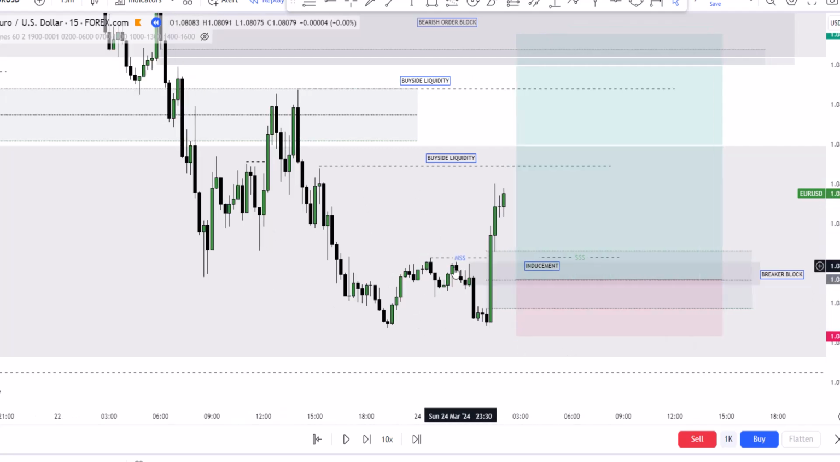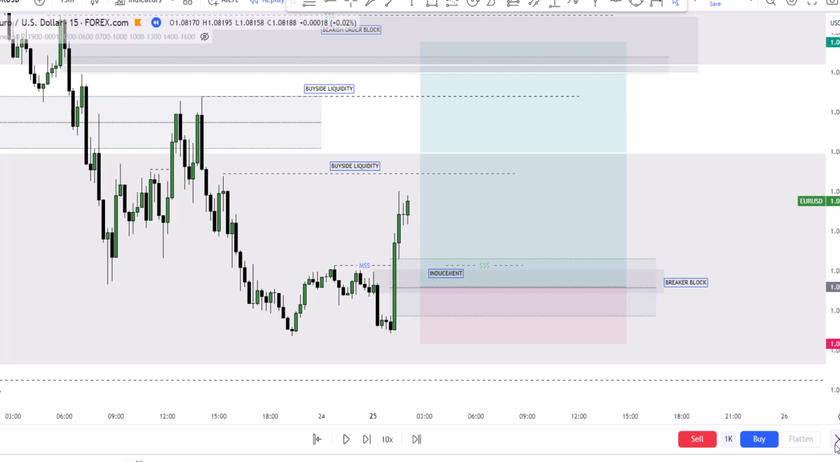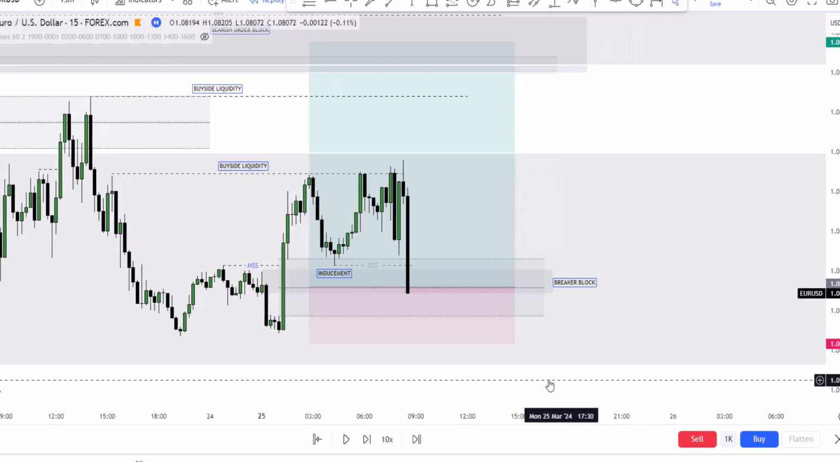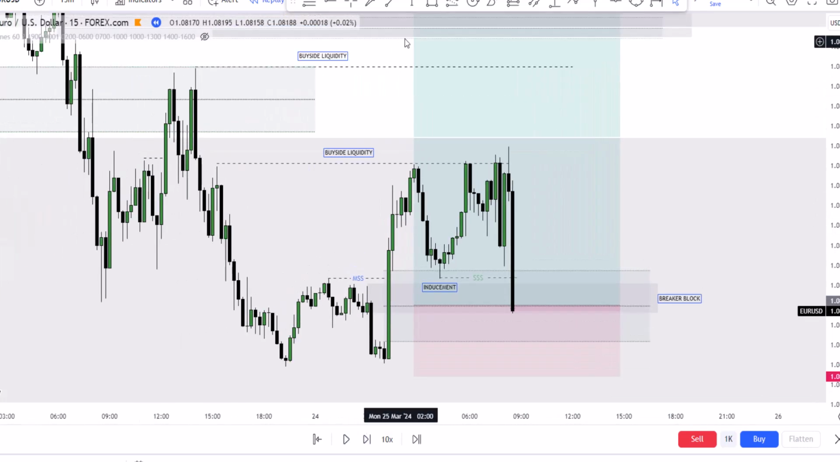The next one was this. Price shifting structure, leaving a breaker block right here, which is the setup I wanted to show you. Let me play it out so you can see what happened there. Okay, so this is it. This one did not work. This buy model did not work, for whatever reason, we don't know.